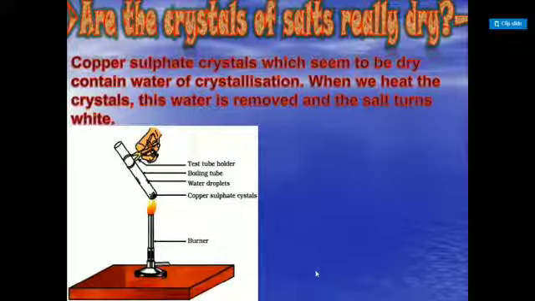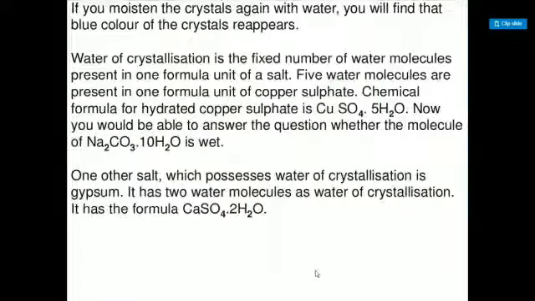Are the crystals of salts really dry? Copper sulfate crystals, which seem to be dry, contain water of crystallization. When we heat the crystals, this water is removed and the salt turns white. Normally what happens? Copper sulfate with water of crystallization, formula CuSO4.5H2O, is blue in color. After heating it turns white in color. Why? By removing water of crystallization.